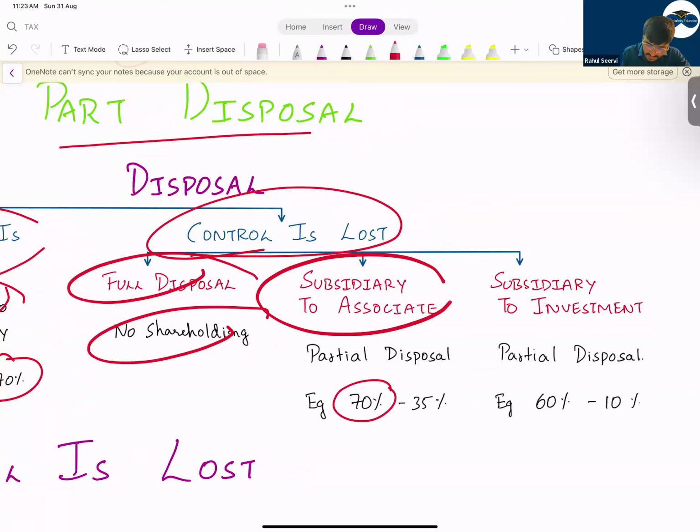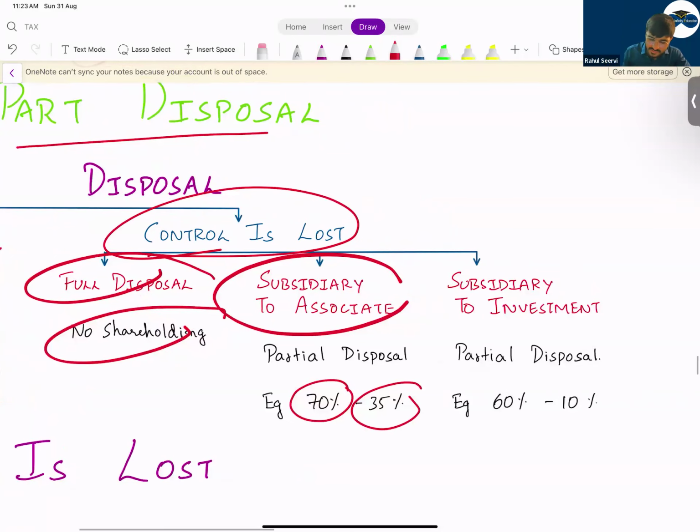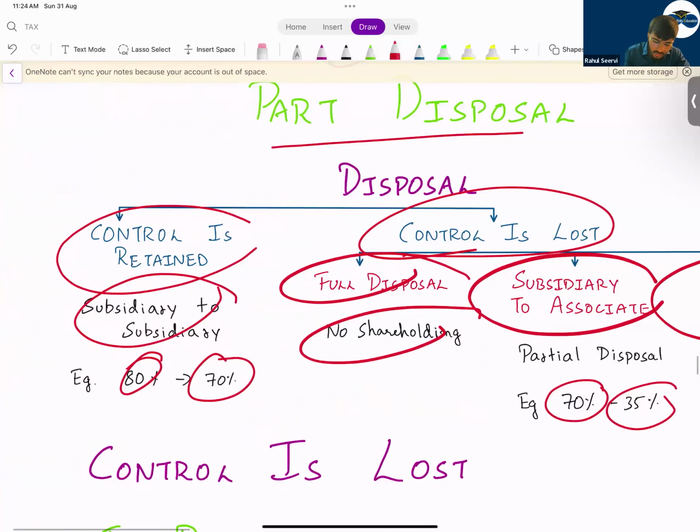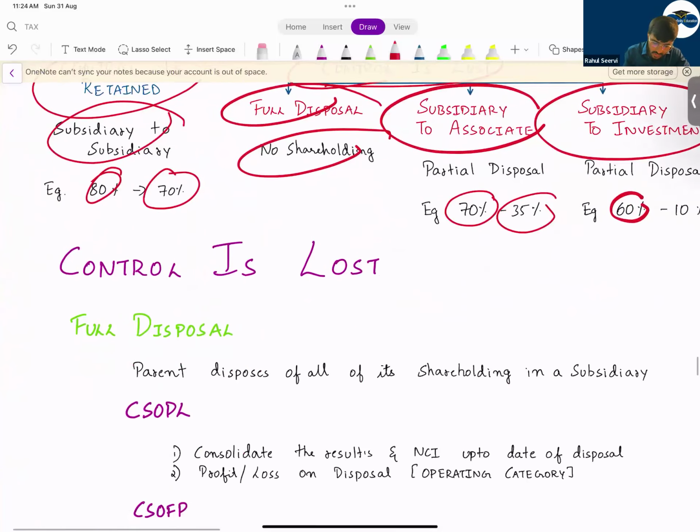That means 70% to 35%. Till the date we have control, follow IFRS 3 and IFRS 10. After that, follow associate accounting. Sir, subsidiary to investment: till the day we have control, follow IFRS 3 and IFRS 10. After that, follow IFRS 9. Now, here is NCI increasing or decreasing? Here NCI will increase. So let us do the first case. Control is lost, full disposal. Already we have discussed this.